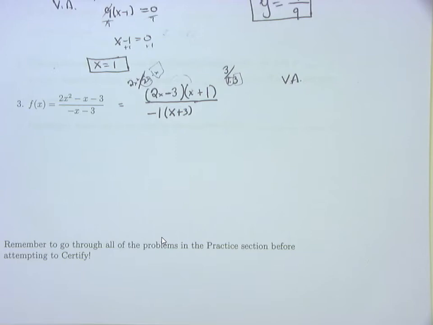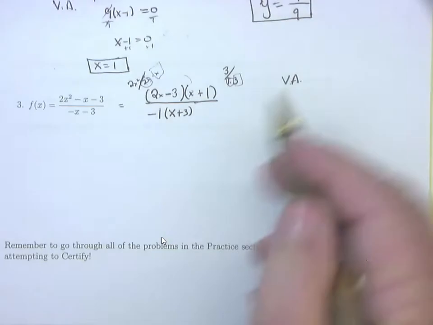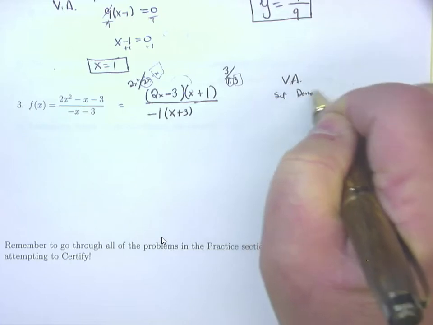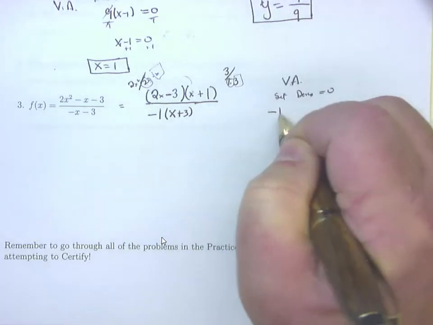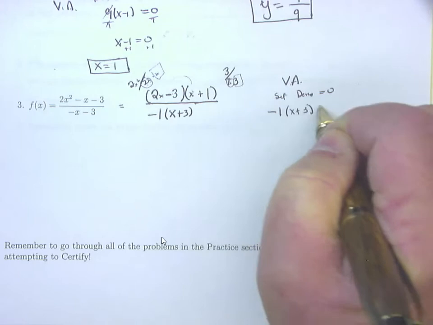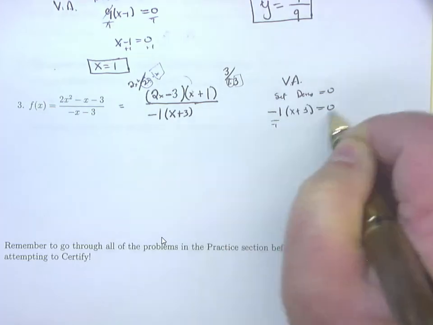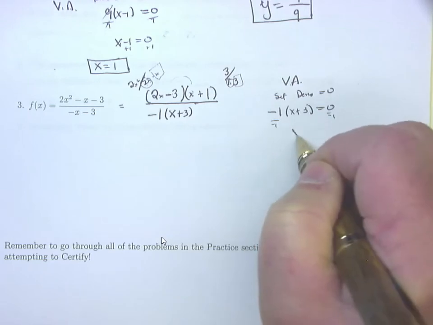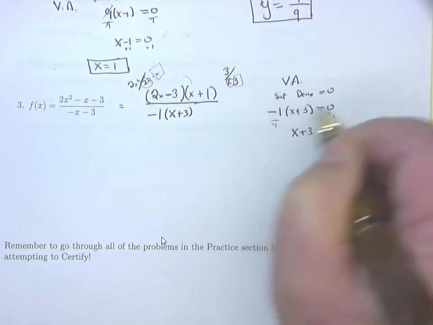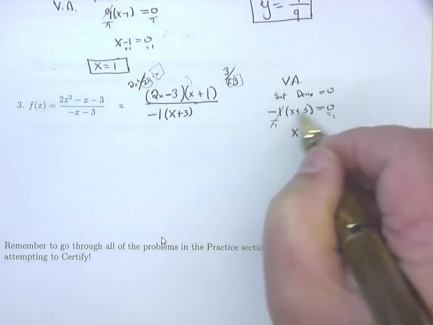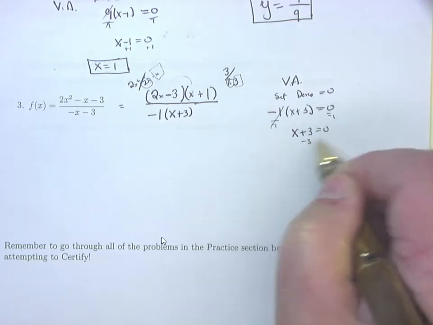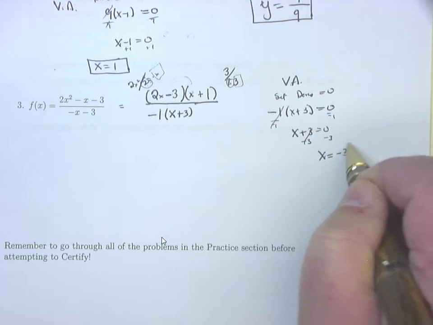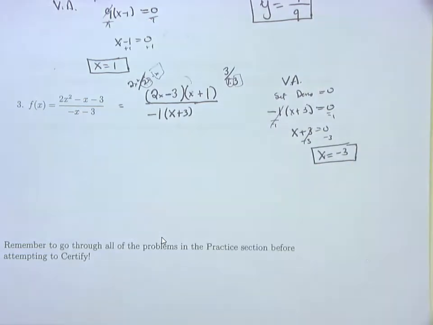But nothing cancels here. So to find the vertical asymptote, I'm going to set the denominator equal to 0 and solve. This is negative 1 times x plus 3 equal to 0. I'm dividing by negative 1. No problems there. 0 divided by anything besides 0 is 0. So this cancels, and x plus 3 is equal to 0. I'm going to subtract 3 from both sides, and I get the answer x equals negative 3. That is my vertical asymptote.